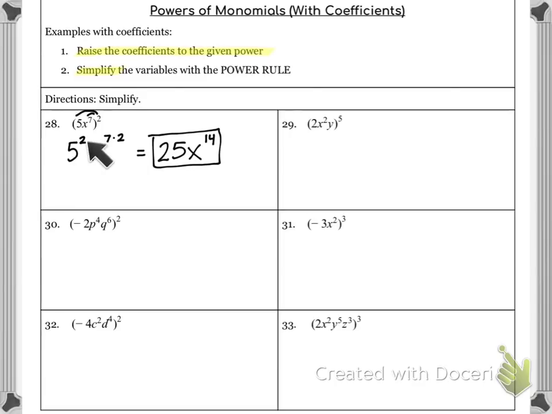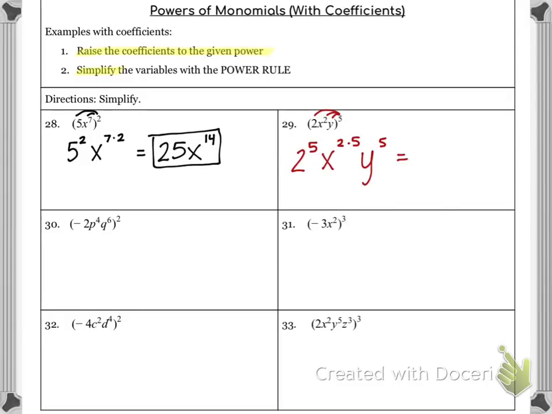So this just means 5 twice, 5 times 5, which is 25 x to the 14th. Here again, we're just going to multiply that 5 in. So we have 2 to the 5th times x squared to the 5th. So x times x squared, right, 2 times 5, and then y to the 5th.